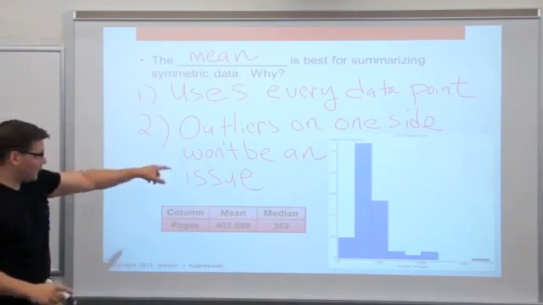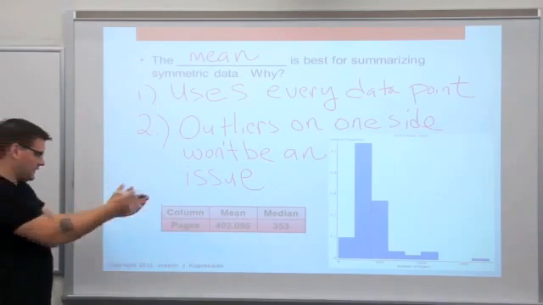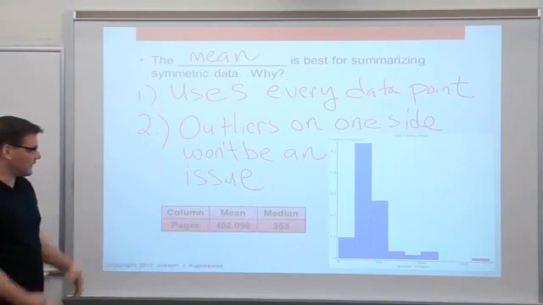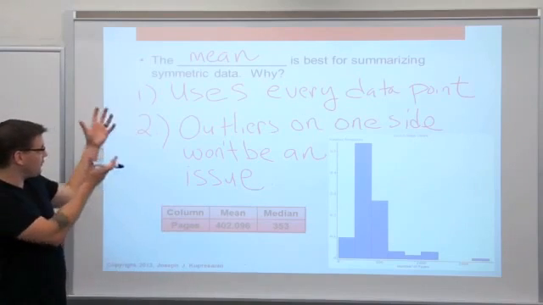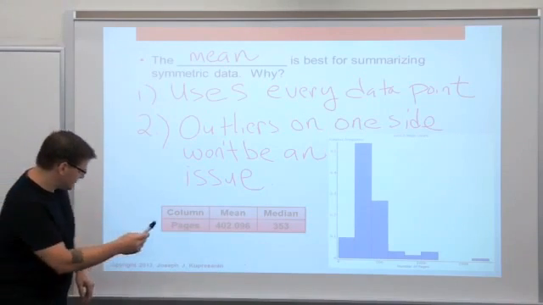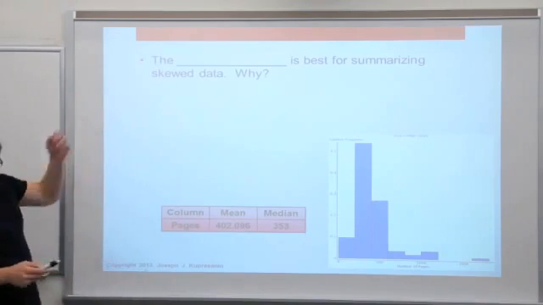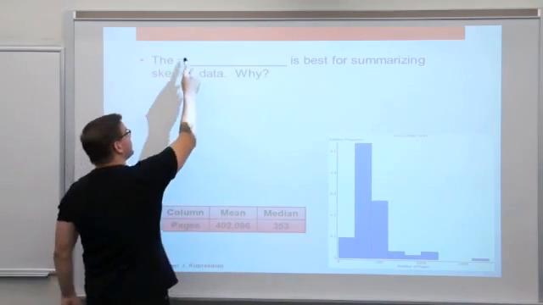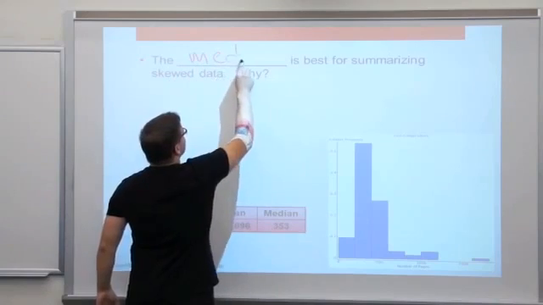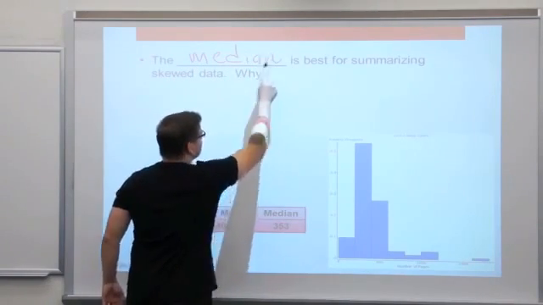With symmetric data, this won't happen. With skewed data, it will. You can see the effect. Okay, so we look to the shape. If it's symmetric, we'll pick the mean. So obviously the answer on the next slide is if we have skewed data, we'll pick the median.